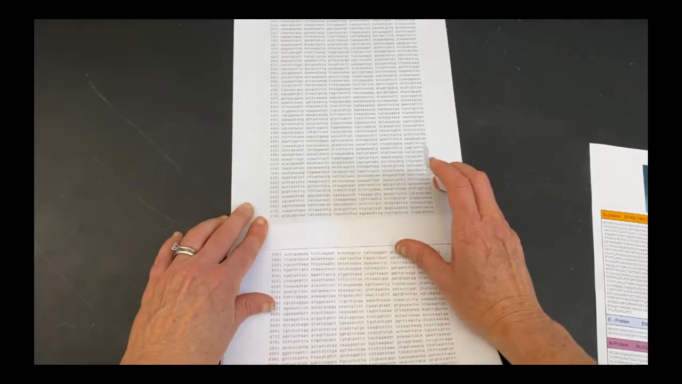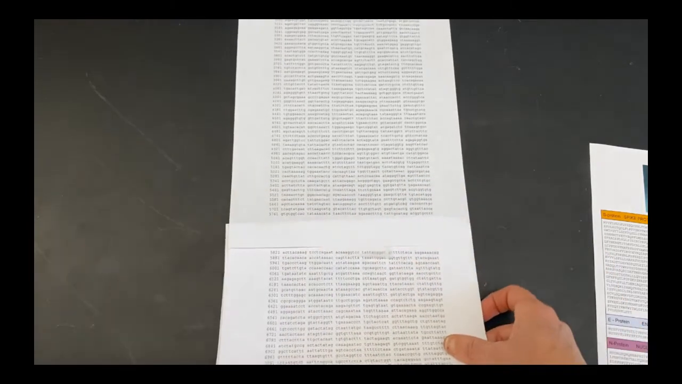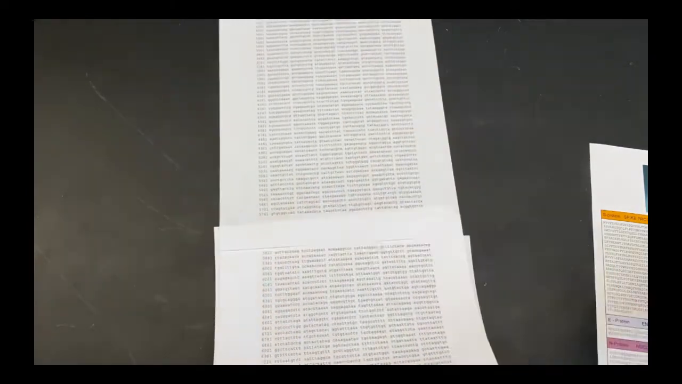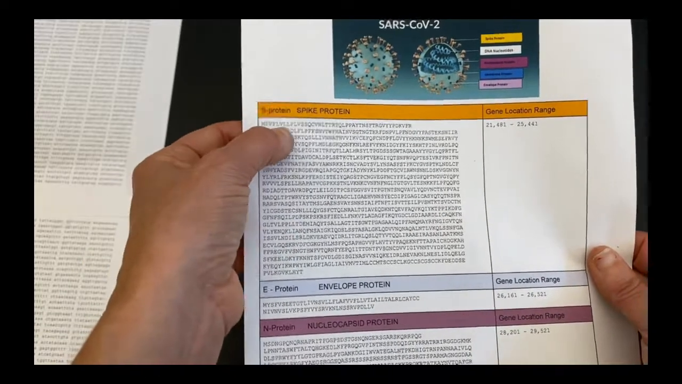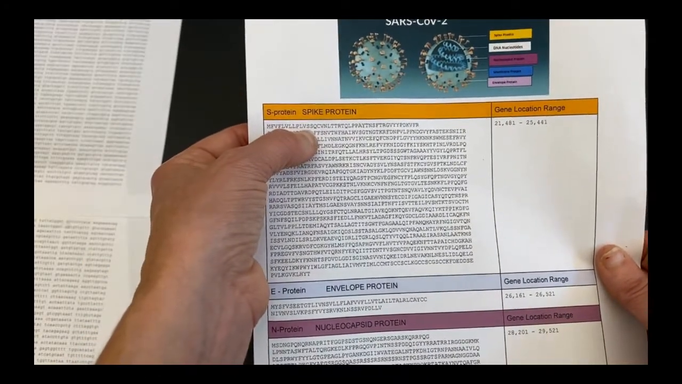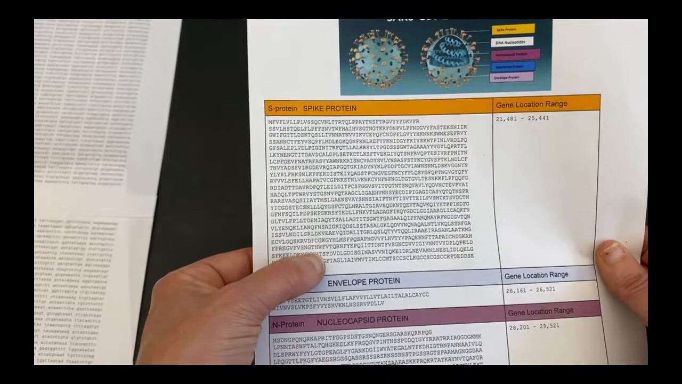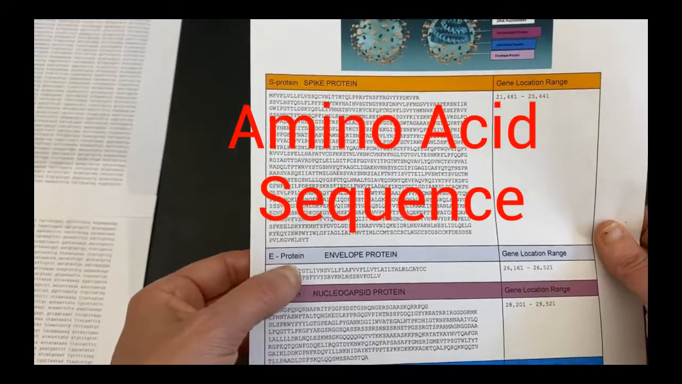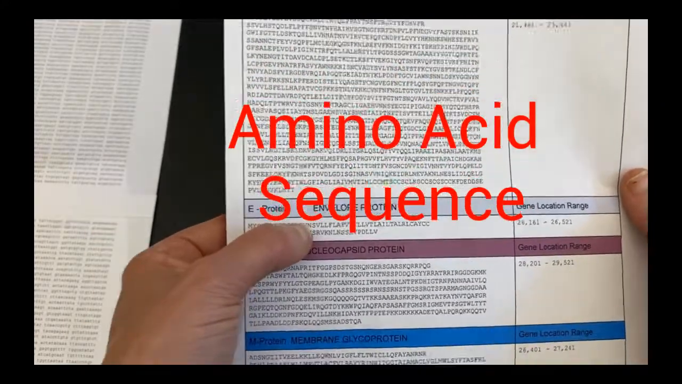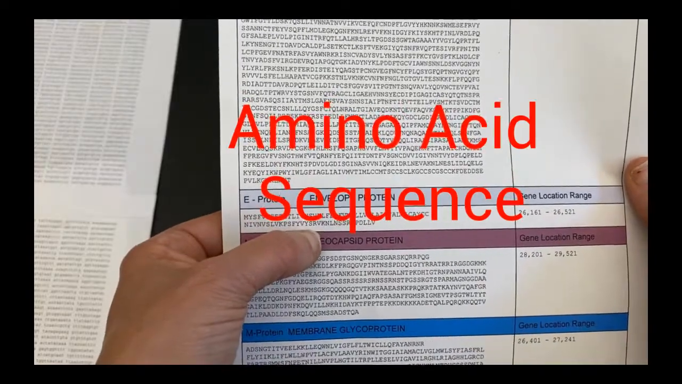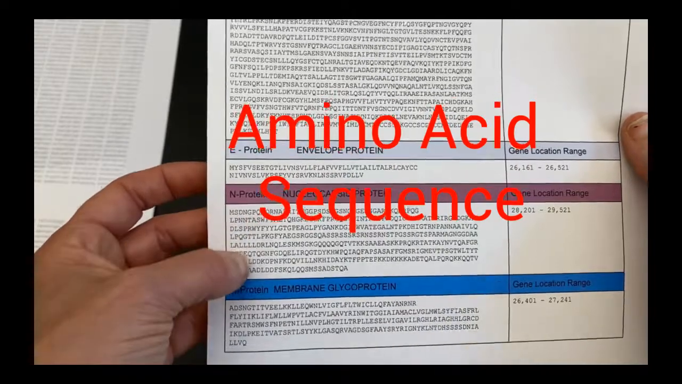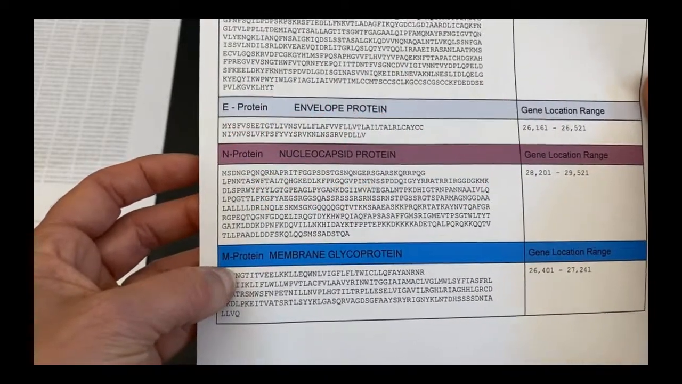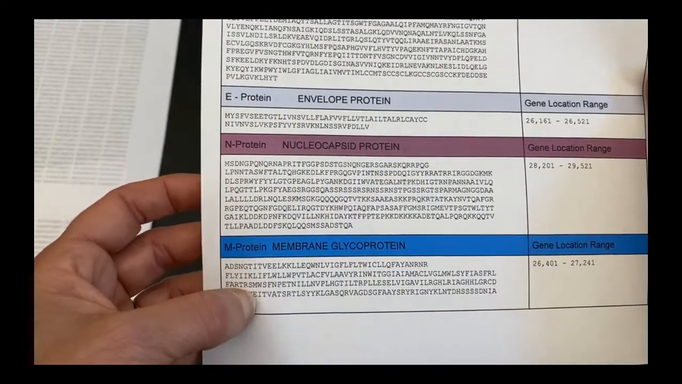After that, your job will be to search the sequence for specific genes. There is a gene sequence that will give you the spike protein amino acid sequence. There's a gene in that book that will give you the envelope protein amino acid sequence, and the nucleocapsid protein amino acid sequence, and the membrane glycoprotein amino acid sequence.